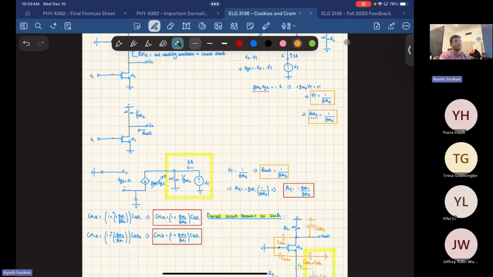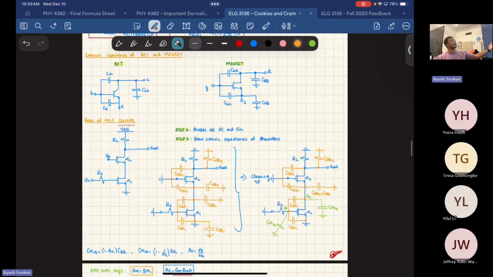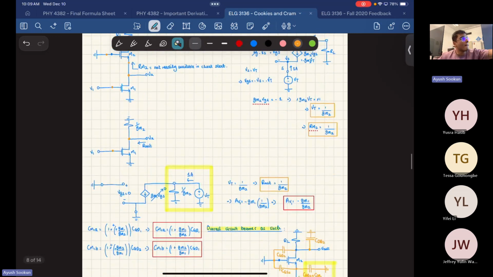And if you try to find the GM of the circuit, as I've said before, the GM of your circuit is almost always equal to the GM of your transistor that's connected to the V input. And in this case, this is MOSFET 1, so it's going to be GM1. So that means your AV is going to be minus GM times R out. R out is 1 over GM2, and GM is GM1, so it's minus GM1 over GM2. And that's your small signal gain as seen from the capacitors. This is one of the examples where you have to consider the entire circuit.